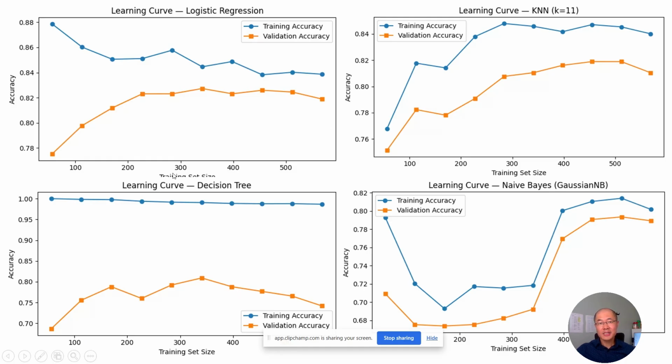The decision tree reaches almost 100% accuracy on training, but validation is much lower, around 75 to 80%. It's a clear sign of overfitting. This model memorizes training data and doesn't generalize well.